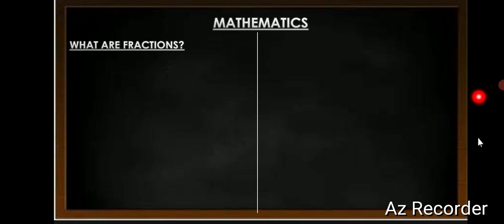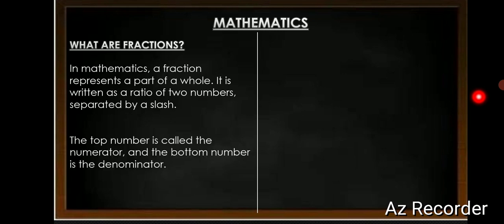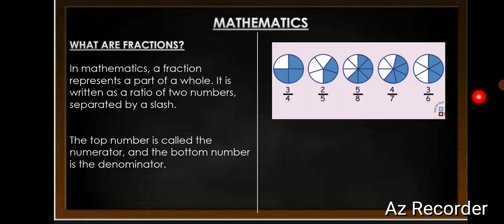Now, what are fractions? In mathematics, a fraction represents a part of a whole. It is written as a ratio of two numbers separated by a slash. The top number is called the numerator and the bottom number is the denominator. Taking a look at this pictorial example, we can see that the number here is written as 3/4. This is a fraction because it has an upper part, a slash sign, and a lower part. The upper part, 3 in this case, is the numerator. The lower part, 4 in this case, is the denominator.